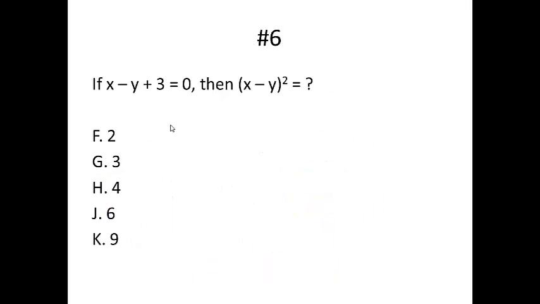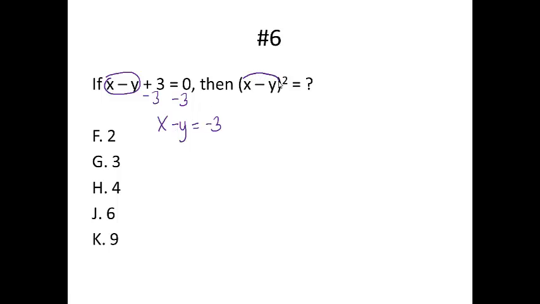Right, number 6, if x minus y plus 3 equals 0, then x minus y squared is equal to what? So we pretty much just need to figure out on this problem what x minus y equals. So instead of solving for x or solving for y, we're going to solve for x minus y. So if I want x minus y by itself, we can just subtract 3 from both sides. So I'm going to have that x minus y is equal to negative 3.